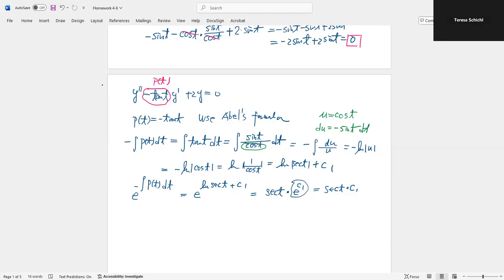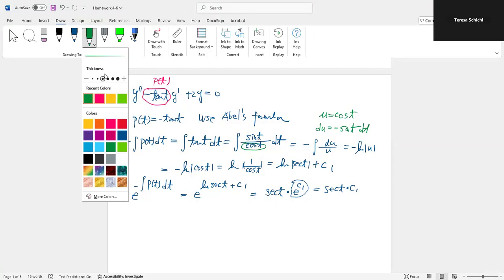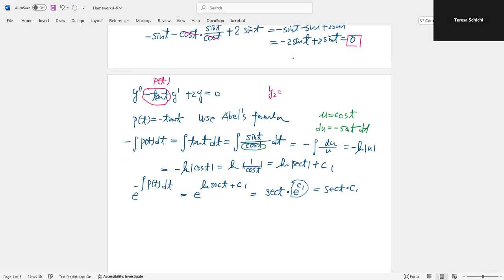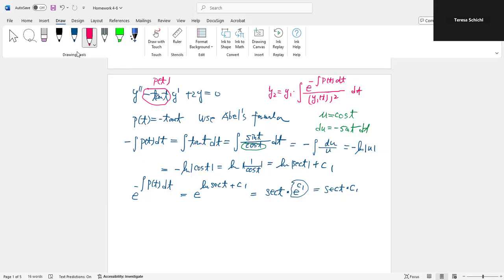Okay, so maybe I should write Abel's formula here just in case someone is not familiar with that. So y2 is going to be equal to y1 times the integral of, here, this is y1(t) squared in the denominator, and then here is e to the negative integral of p(t) dt, and then this is dt. So we did the numerator part as secant t. Now I'm going to substitute here.